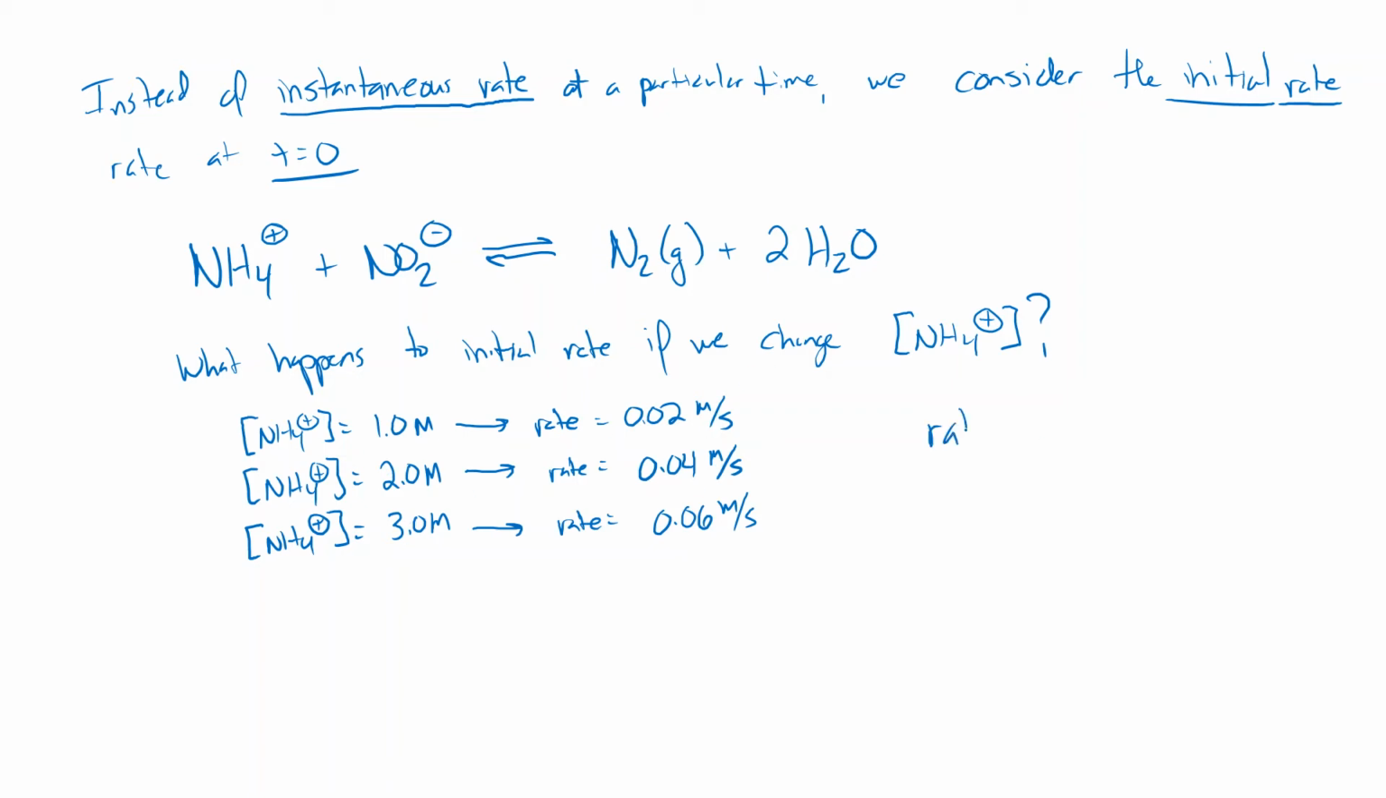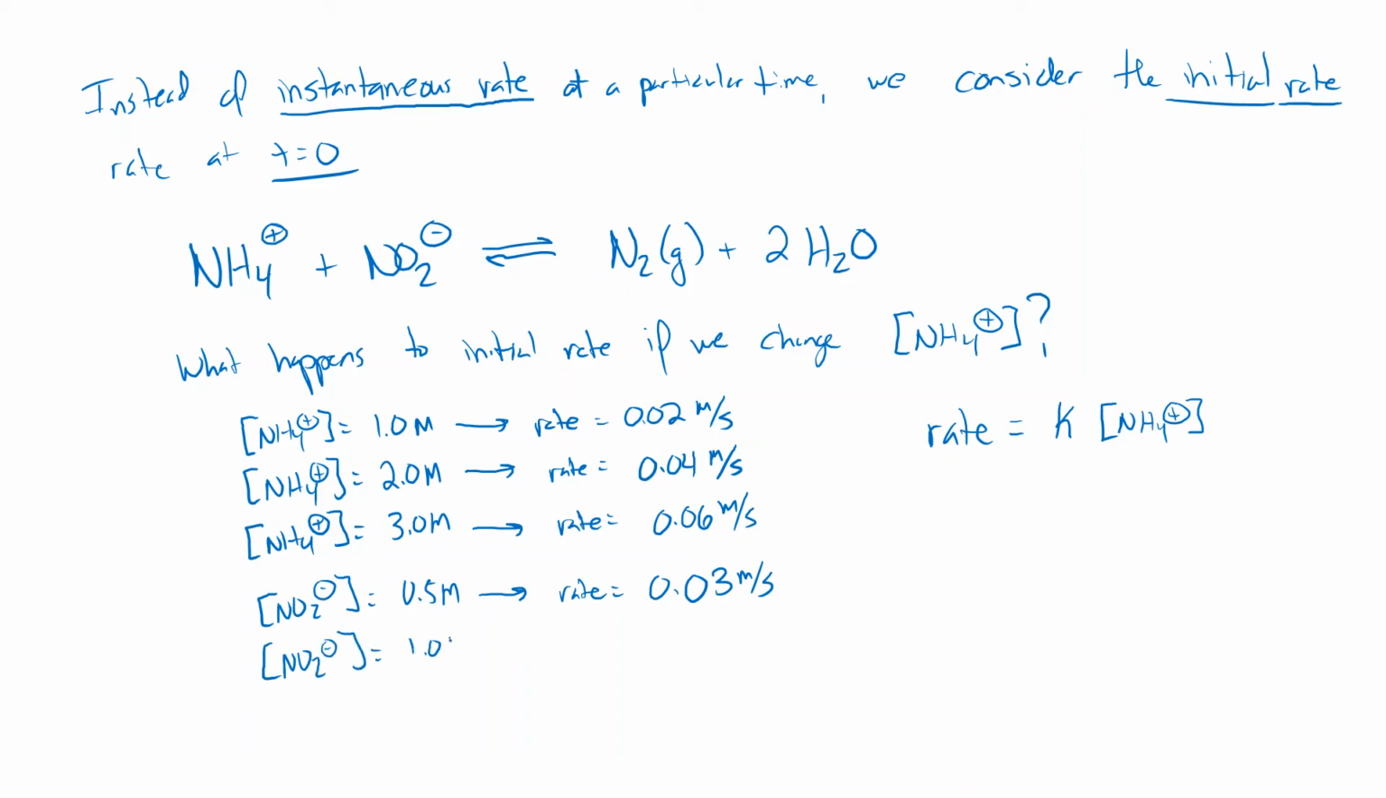And so we can say that the rate equals some number, I'm going to just use K for that, times the concentration of NH4 plus. But we have another starting material. What happens if we do it with the other one? So NO2 minus, well, let's say this time we start with 0.5 molar, and our rate is equal to, I don't know, 0.03 molarity per second. We double it, and we see that the rate doubles there as well.